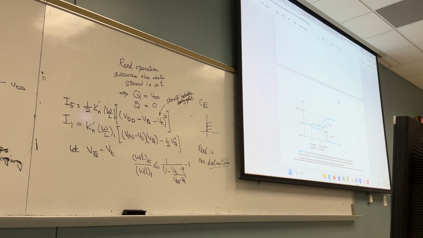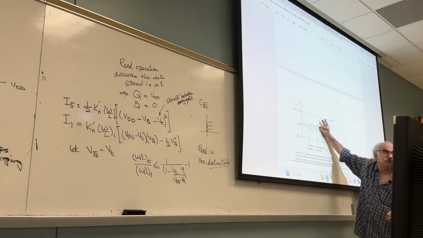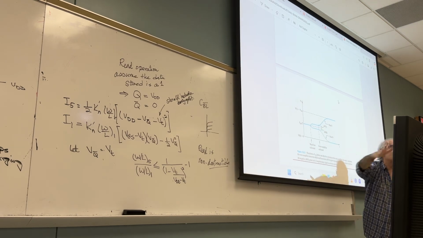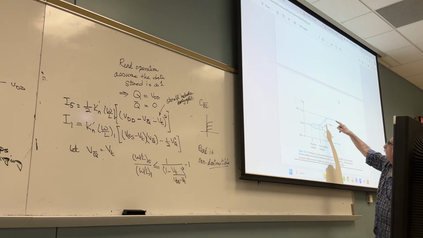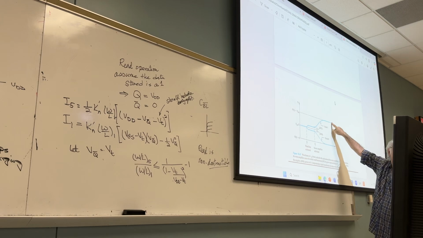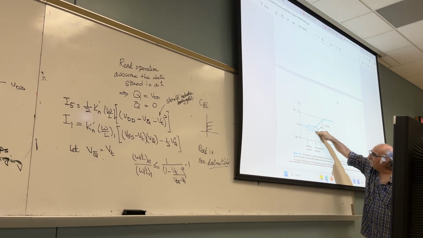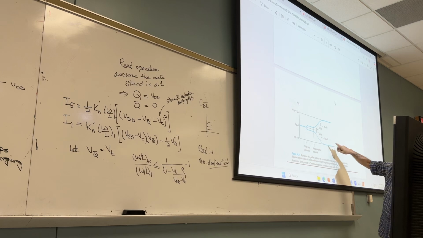How much does he need? He needs only delta V. This delta V is roughly between 0.2 to 0.3 volt. Are you following me or not? He doesn't need to see a change of VDD or 0. He only needs to know the change is positive, small positive, or small negative. Then he will amplify it. If it is small positive, he will amplify it to 1. If it is small negative, he will take it all the way to 0.